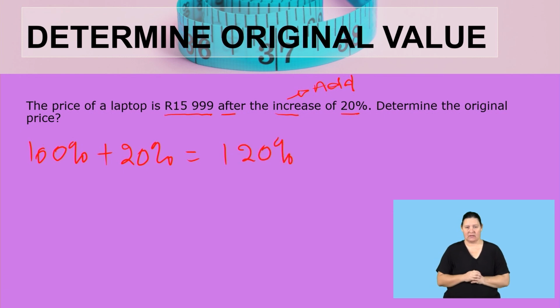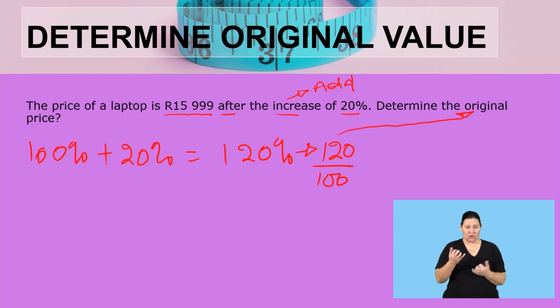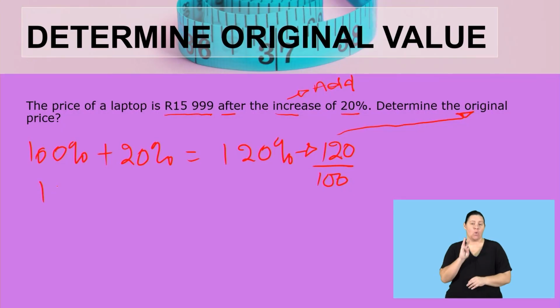120%. So now that we have 120%, we can now write 120% as a fraction. As we express it as a fraction, we will have 120 divided by 100. Remember we are calculating the original price, so we're simply going to swap the two values. The numerator becomes the denominator, and the denominator becomes the numerator because we are looking for the previous value. Then we are going to have 100 divided by 120.